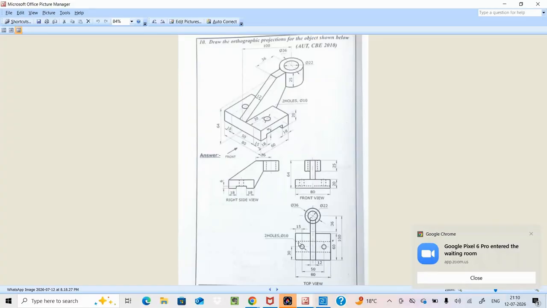The only thing which is not visible in the top view is this particular portion. If you see here, this cut portion is not visible in the top view. So for that reason, they have shown it in dotted lines. And in this side view, this is your right side view. If you see here, this hole is not visible, so they have shown it in dotted lines. Similarly, this inner circle is not visible, they have shown it in dotted lines.